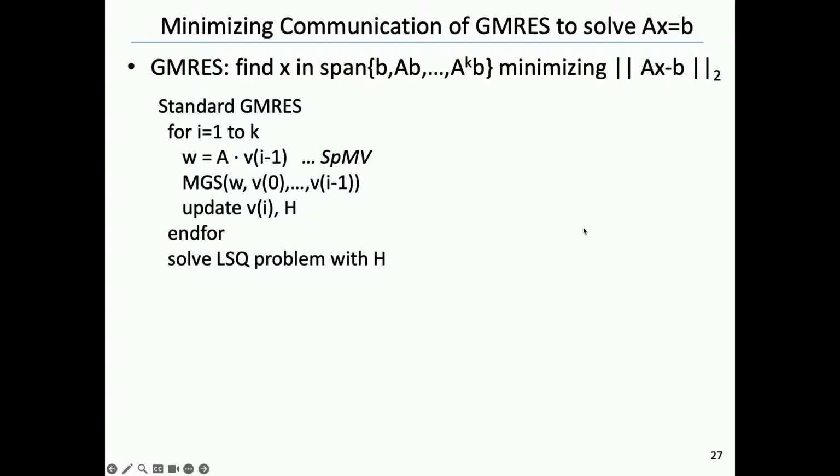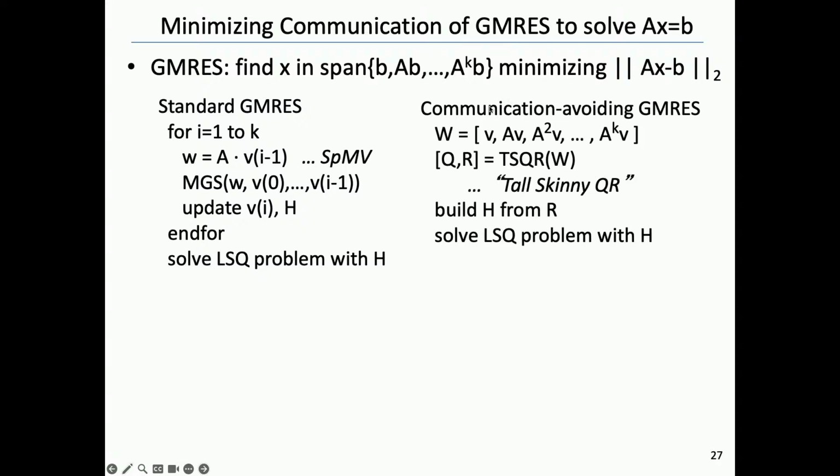Okay, so let me start with GMRES and talk about how we're going to optimize that. And we already heard about it. So I'm going to take k steps. At each step, I'm going to do a matrix vector multiply. Then I'm going to run modified Gram-Schmidt to make that new vector orthogonal to all the previous vectors. And then I'm going to divide W by its norm, and I'm going to save all the coefficients in this little k plus 1 by k matrix H. And when I'm finally done, I'll solve a least squares problem with this tiny matrix, and I'll get the answer from that.